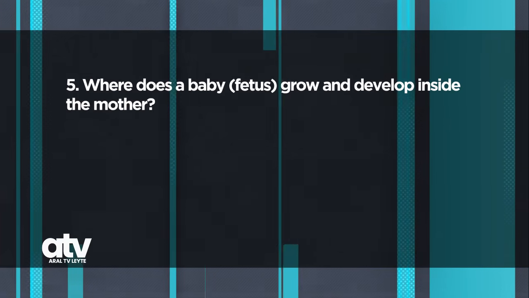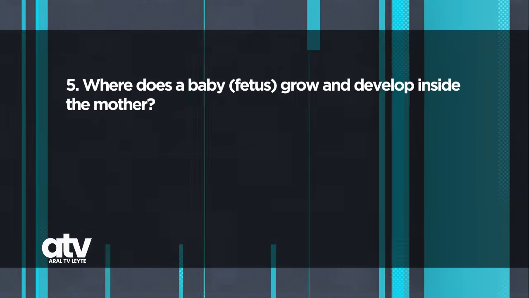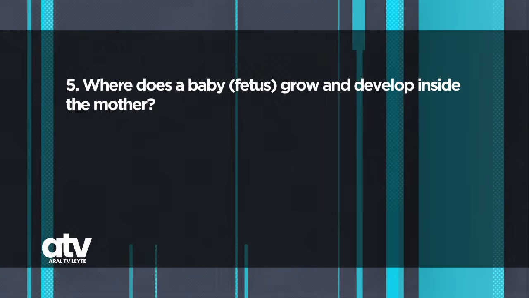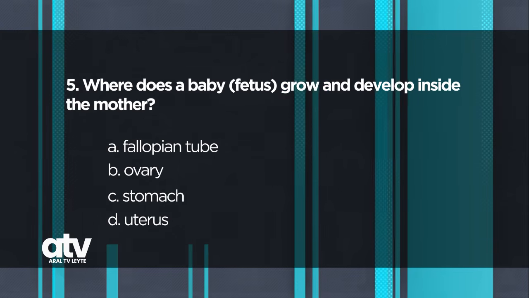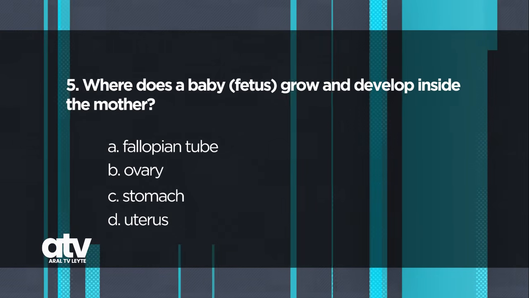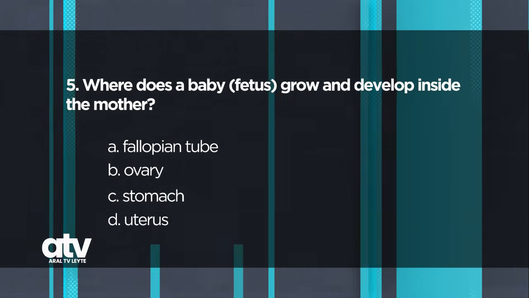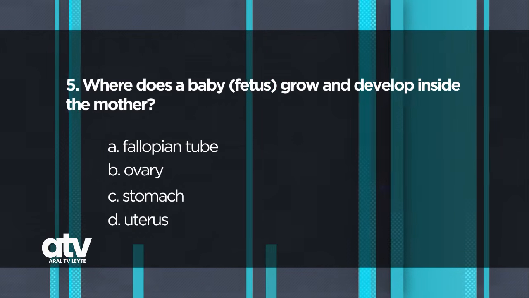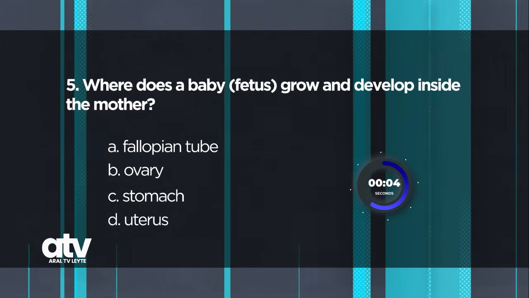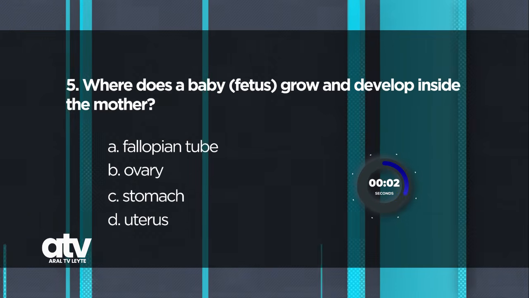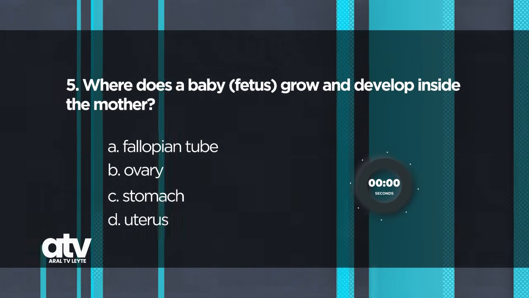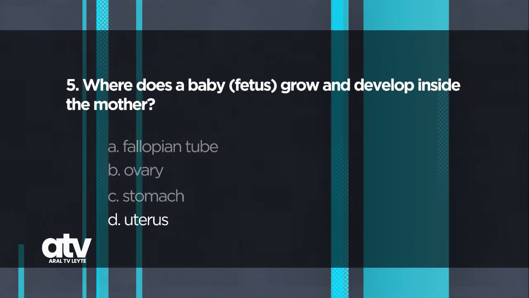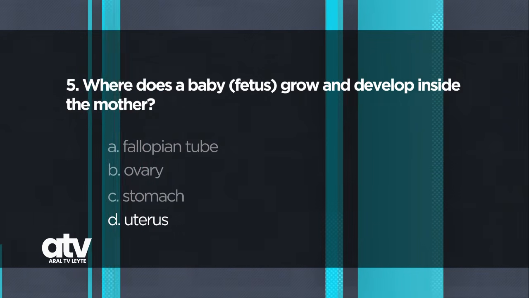Number 5. Where does a baby grow and develop inside the mother? A. Fallopian tube, B. Ovary, C. Stomach, D. Uterus. The correct answer is letter D, uterus.